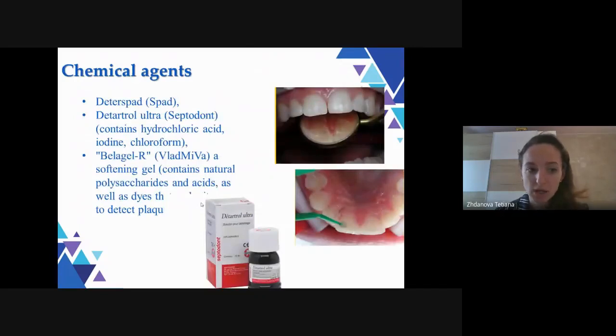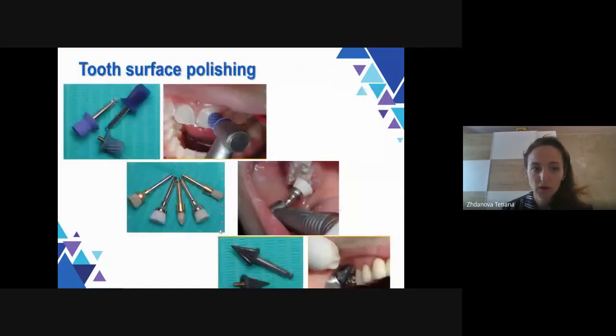And the chemical agent, you can see the examples. It is soft gels that contain natural polysaccharides and acids. And when we use it, we detect the plaque. Then surface polishing, with special cups with toothpaste and brushes. We can work without water, for example 20-30 seconds, and then we need to wash the teeth.